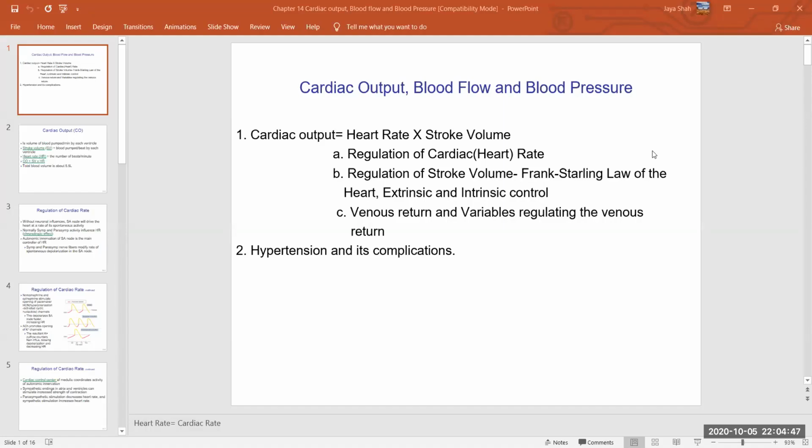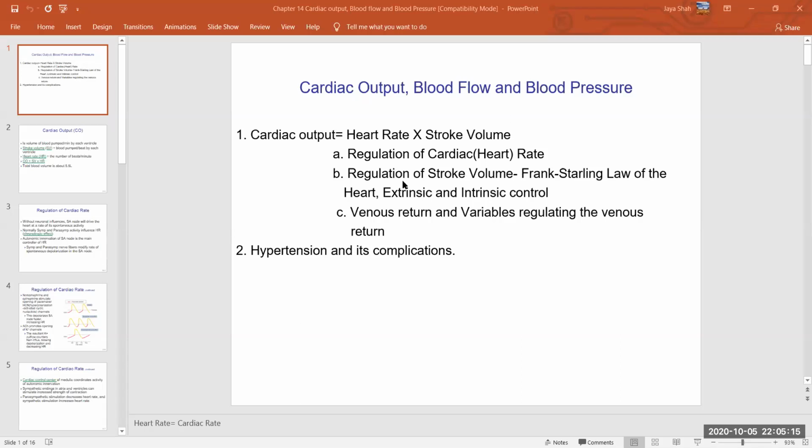Hey guys, I'm going to start chapter 14, which is cardiac output, blood flow, and blood pressure. We will go over cardiac output, which is equal to heart rate times stroke volume. Cardiac output is regulated by cardiac rate, so we will talk about the regulation of cardiac rate or heart rate.